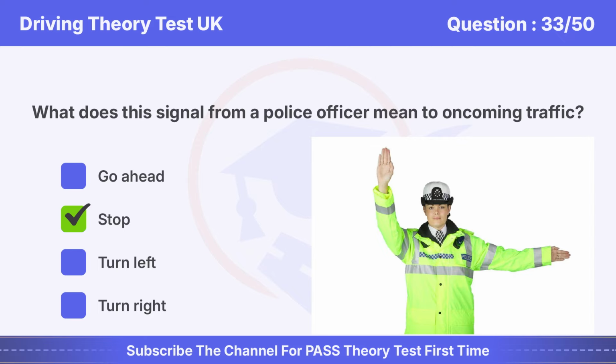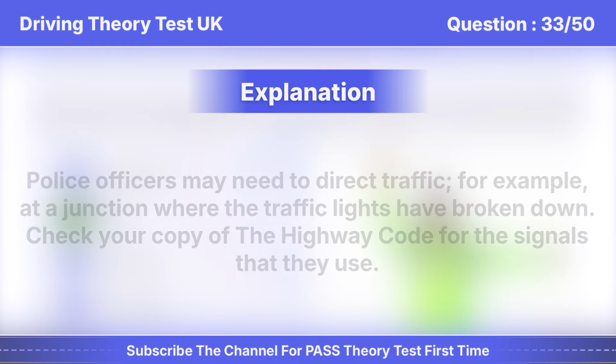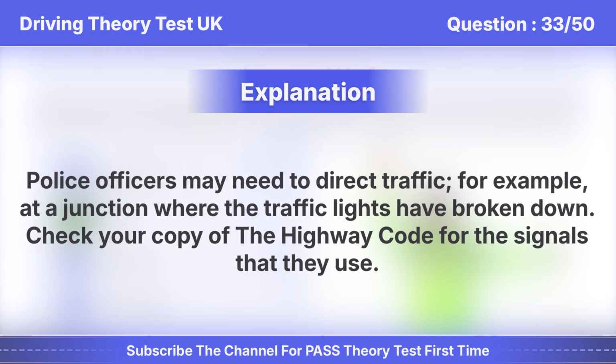Answer is B. Stop. Police officers may need to direct traffic, for example, at a junction where the traffic lights have broken down. Check your copy of the Highway Code for the signals that they use.